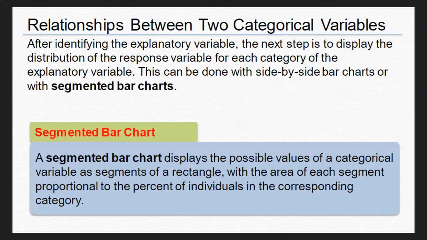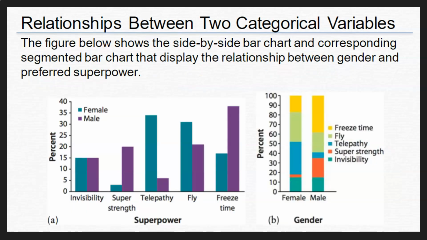After we've identified the explanatory variable, the next step is to display the distribution of the response variable for each category of the explanatory variable. This can be done with side-by-side bar charts or with segmented bar charts. The segmented bar chart is what we're mostly going to focus on in this class. A segmented bar chart displays the possible values of a categorical variable as segments of a rectangle, with the area of each segment proportional to the percent of individuals in the corresponding category. So that's a mouthful. Let's actually look at an example.